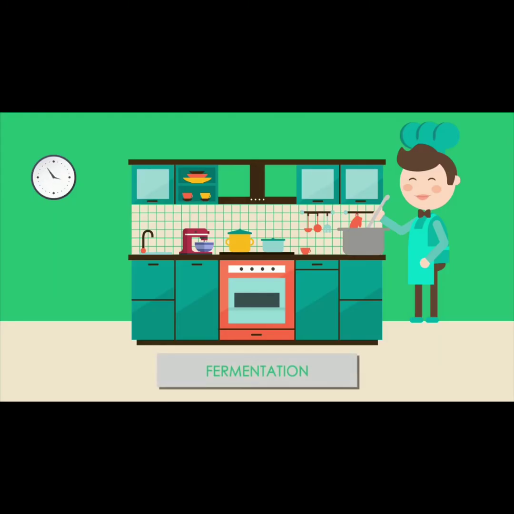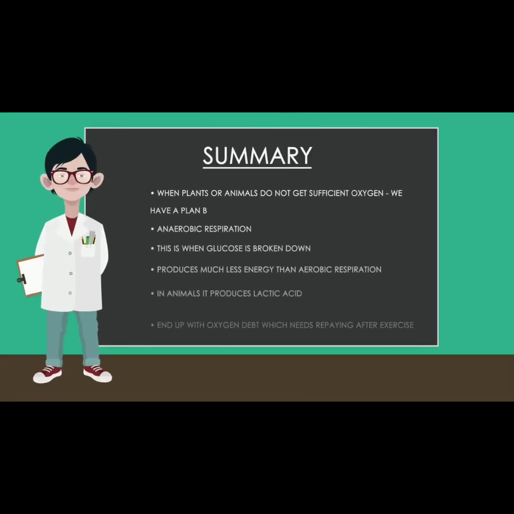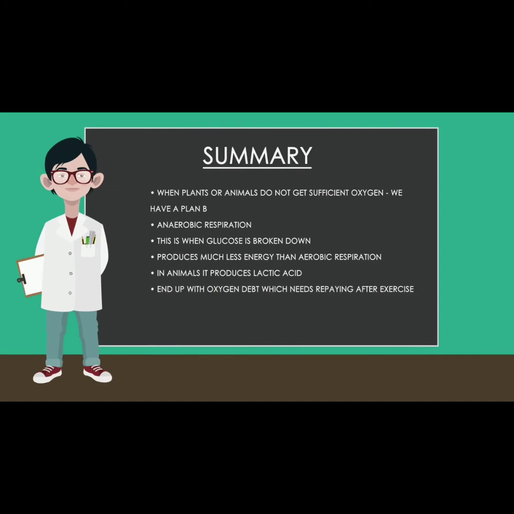This process is called fermentation, and it is used to bake bread and to make the alcohol in beer and wine. For example, in bread making, it is the carbon dioxide that is useful. The bubbles of carbon dioxide help the bread rise by expanding the dough. So you should now know that when our heart and lungs cannot keep up with the oxygen demand or plants do not have access to sufficient oxygen, we have a plan B, anaerobic respiration.